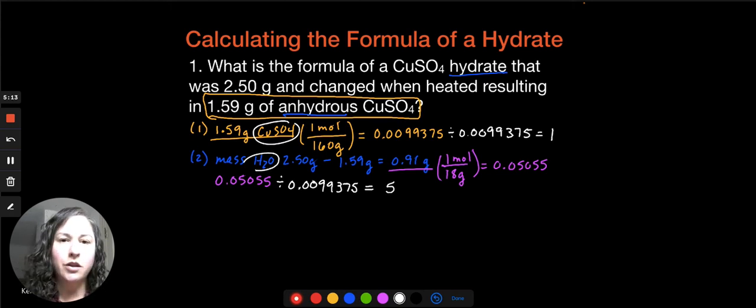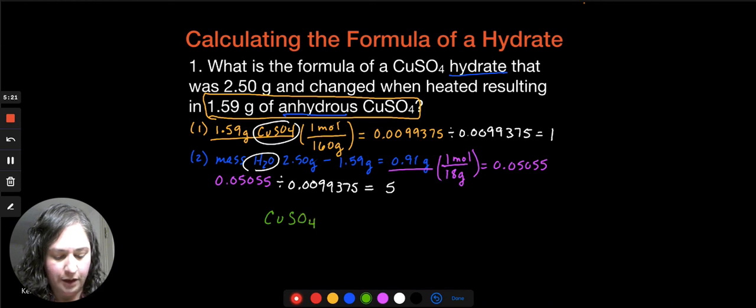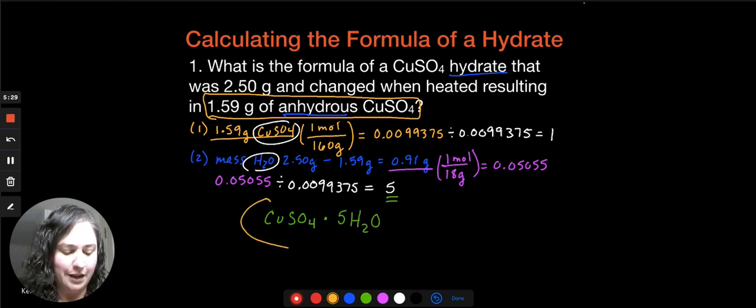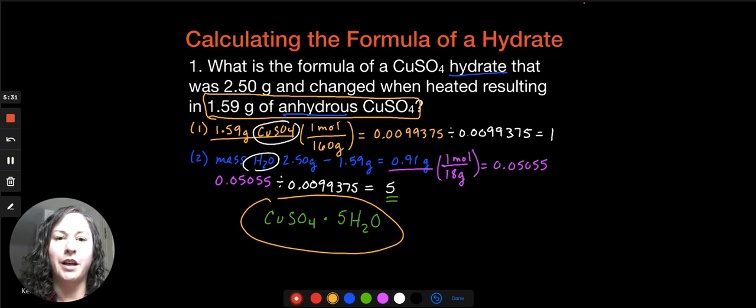Okay. And so when I write this out for my formula, I'm going to have our CuSO4 dot 5 H2O. And that's how we use data. We will do some experimenting in class oftentimes in order to determine this as well. And so sometimes that looks a little bit different even with our actual lab data.